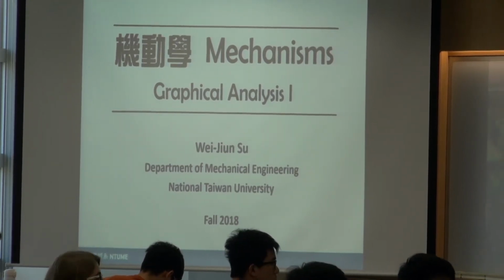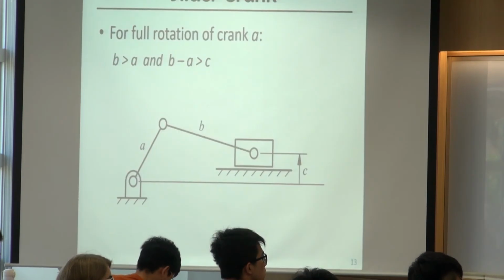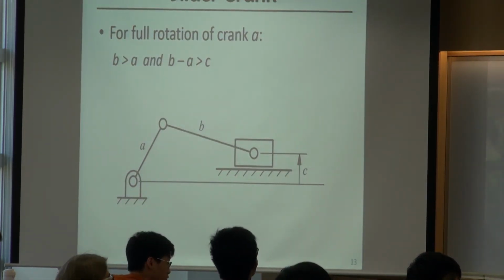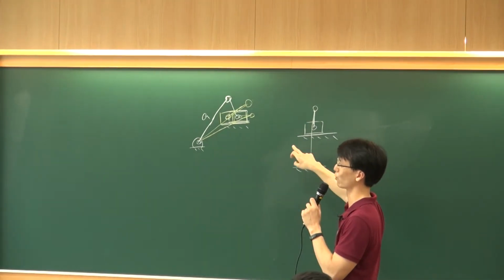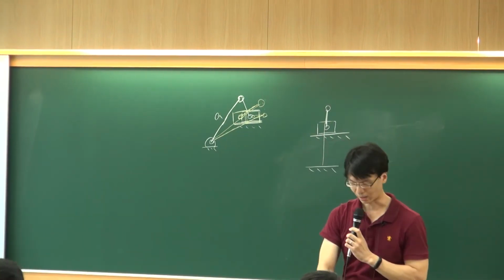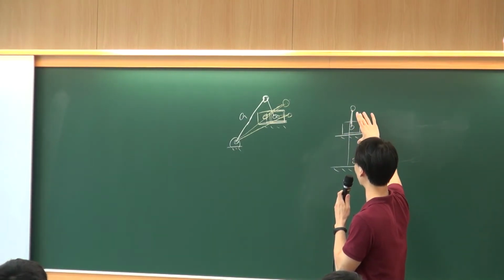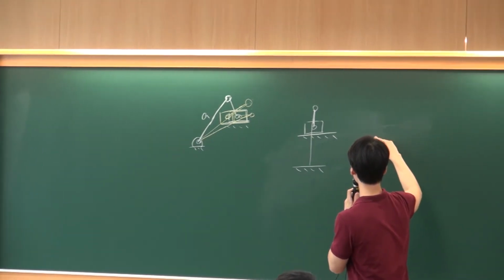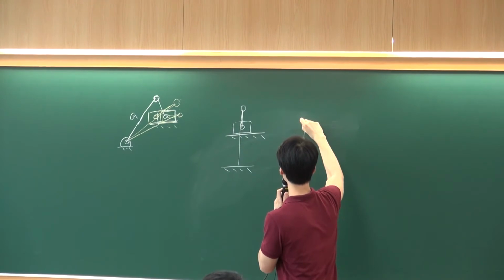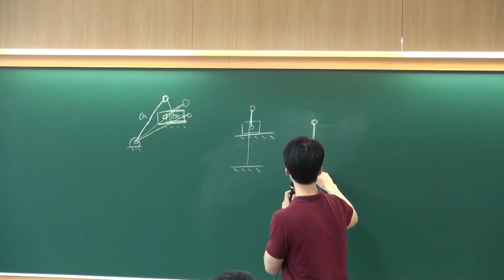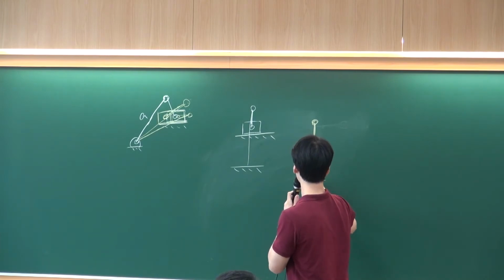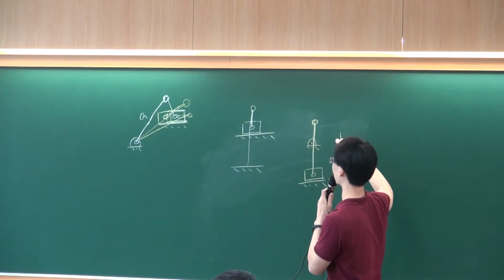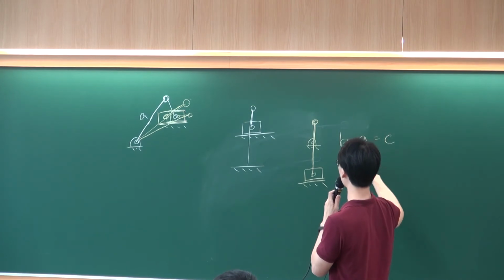So, yes? Going back to the previous one. If A is longer than B, if this A is longer than B. Oh, you're saying if A is shorter than B? Yeah, he's saying I'm drawing this one with a super long A. Yeah, if A is shorter, I should draw it this way. So this one is B minus A equals C.